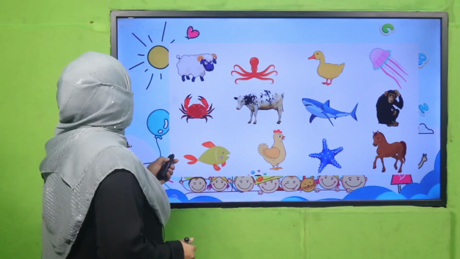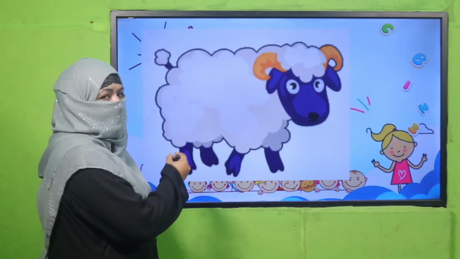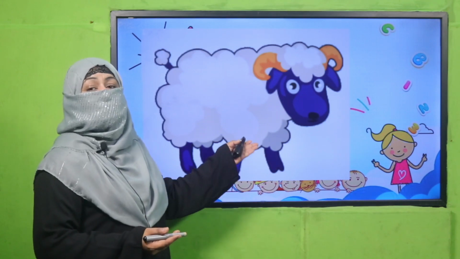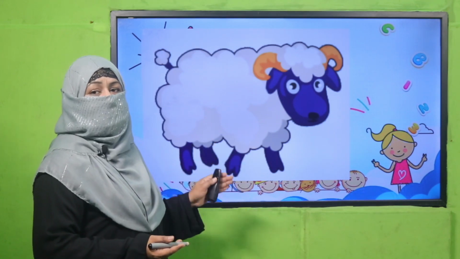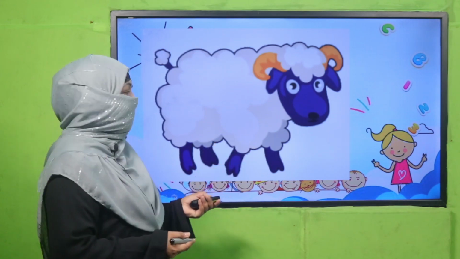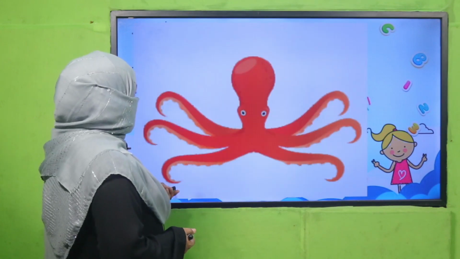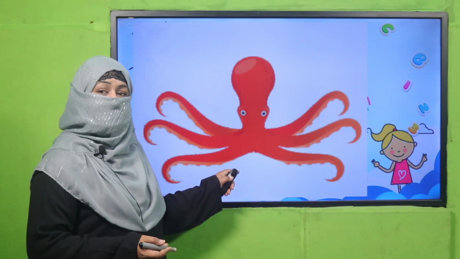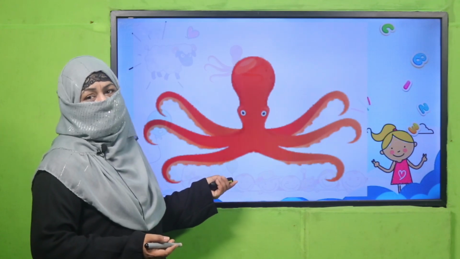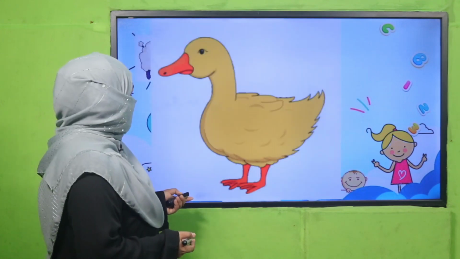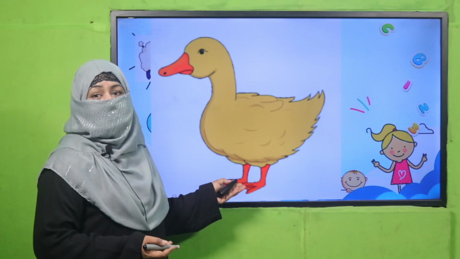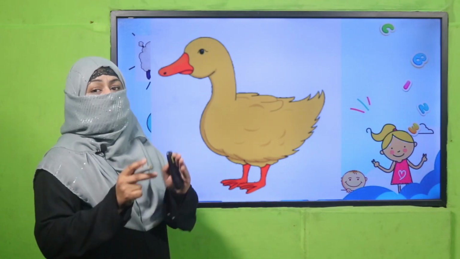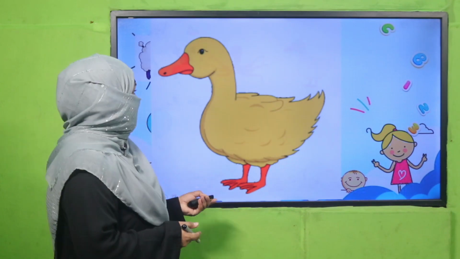Let's find out. The first picture is sheep. Where does sheep live? On land. So sheep is land animal and it is also called farm animal. The next picture is octopus. Octopus lives in water, so it's a water animal. Next is a duck. Duck is a kind of bird, right? And it lives on water and land both.